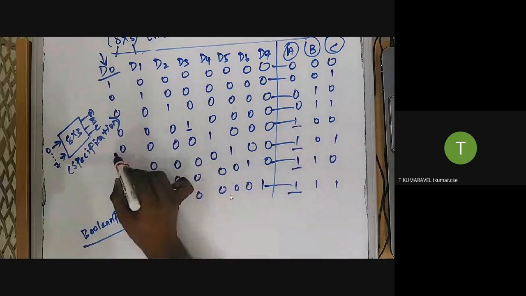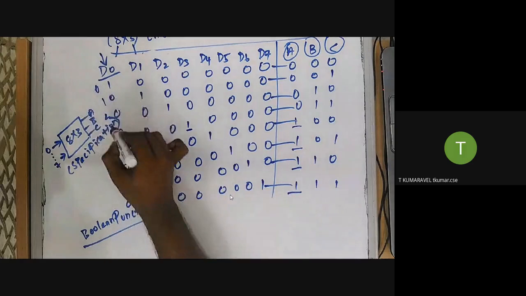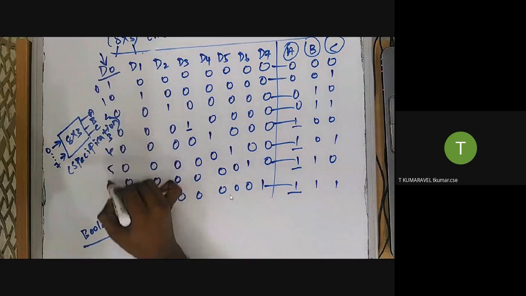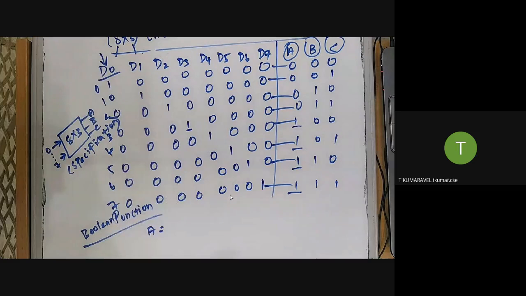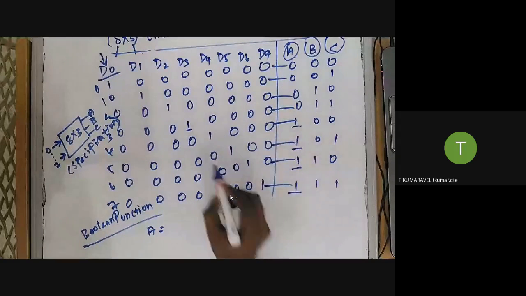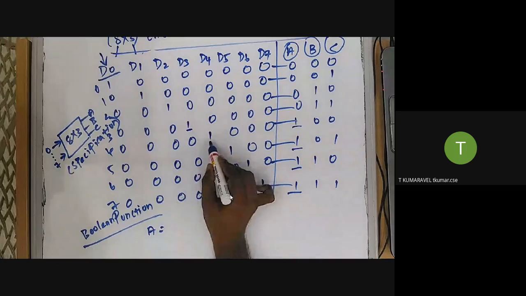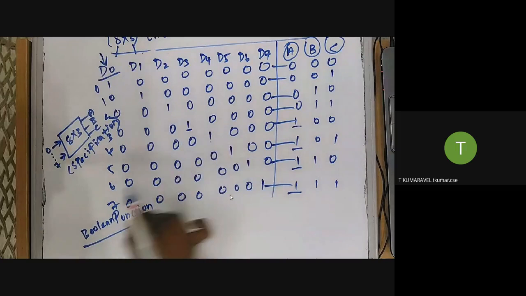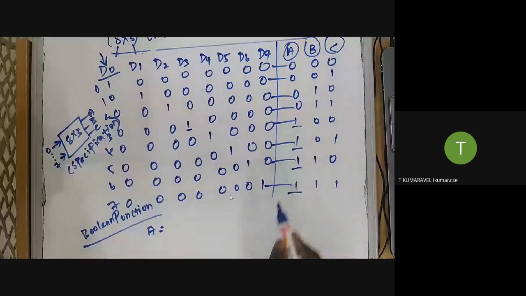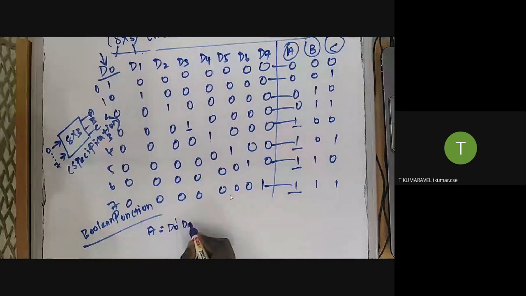Here the output equals 1, so I'm going to take the respective input combinations: D3, D4, D5, D6, D7. Here only one bit is 1 and the rest of the cases are 0. Normally, you would write all the variables, D0 complement, D1 complement, and so on, and then simplify that. You can do it that way also.